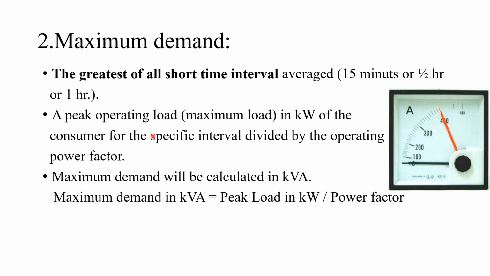And the peak operating load or maximum load in kilowatts of the consumer for the specific interval is divided by the operating power factor. In this way we can calculate the maximum demand. So maximum demand is measured in kVA and is equal to peak load in kilowatts divided by power factor. In this way we will get the maximum demand.